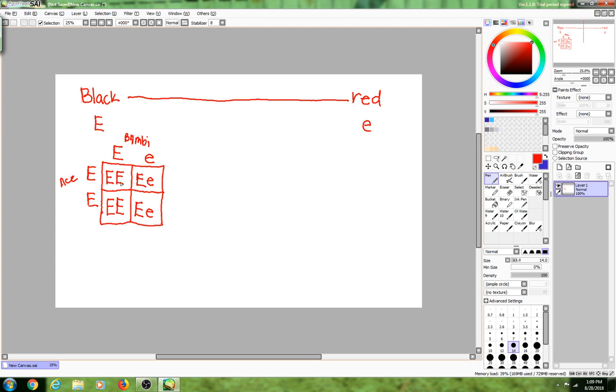This means that in this 25%, 25%, 25%, 25%, this tells you right here, 50% chance of all foals between Bambi and Ace are homozygous black.